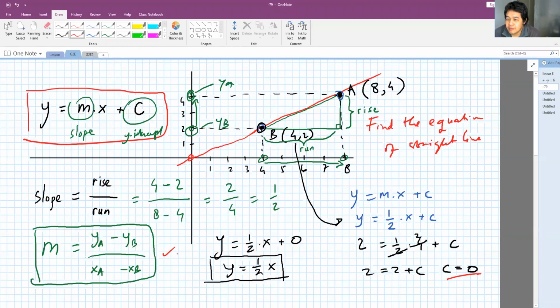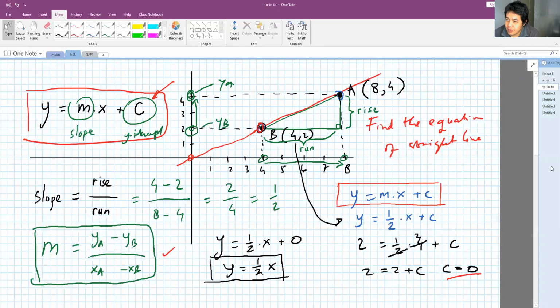And after that, we can calculate the y-intercept, yeah? So basically, we'll just choose one of these points here and then plug in this coordinate into this general equation.